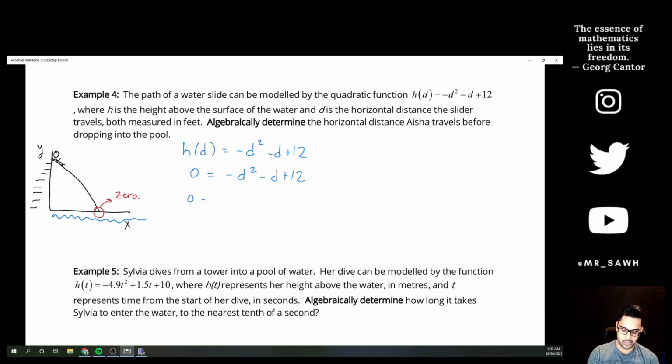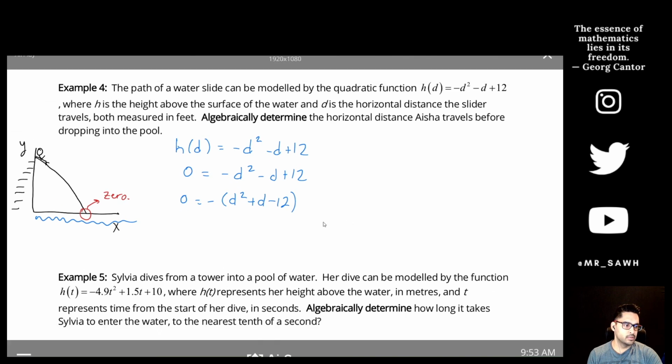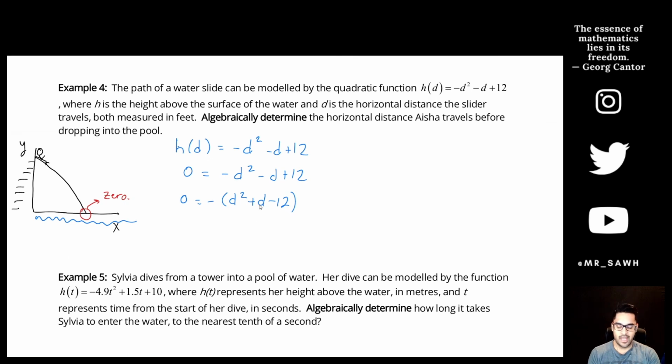Let's take out a factor of -1 to make this d squared plus d minus 12. So using that sum and product method, I'm going to look for two numbers that multiply together to give me 12 but add to 1.